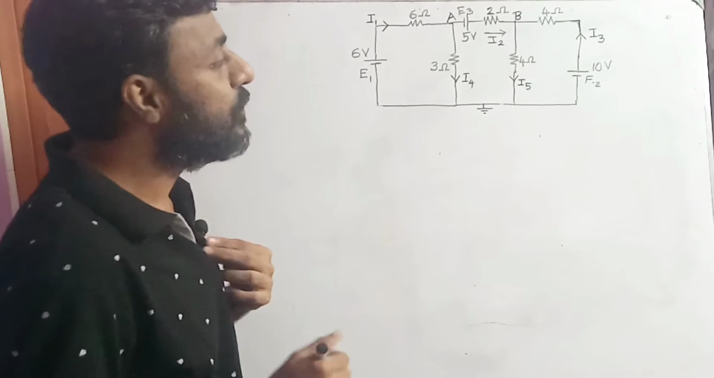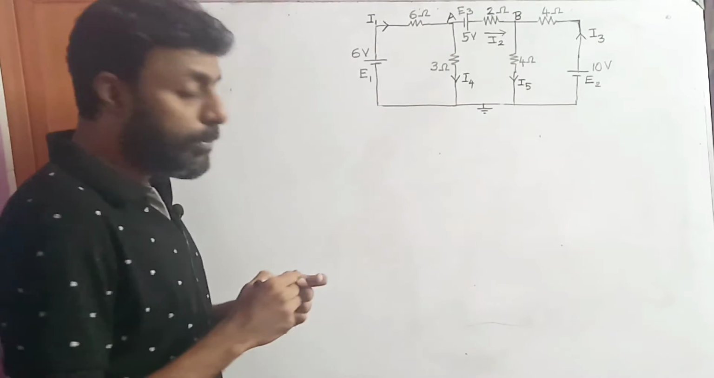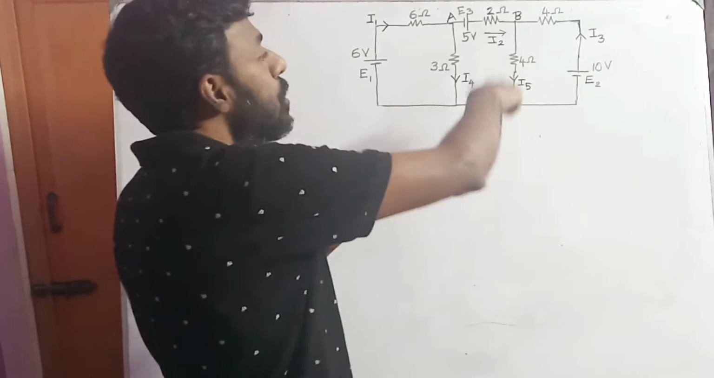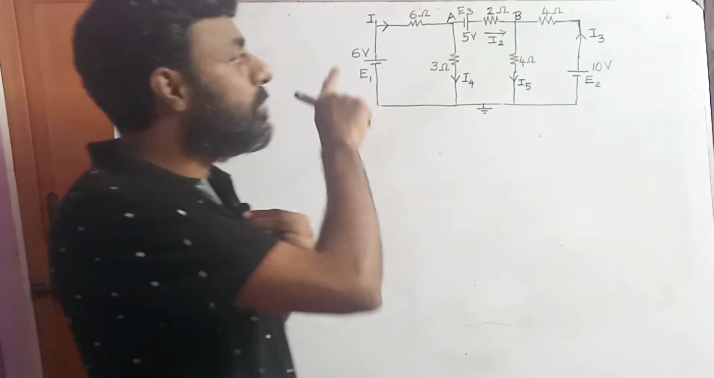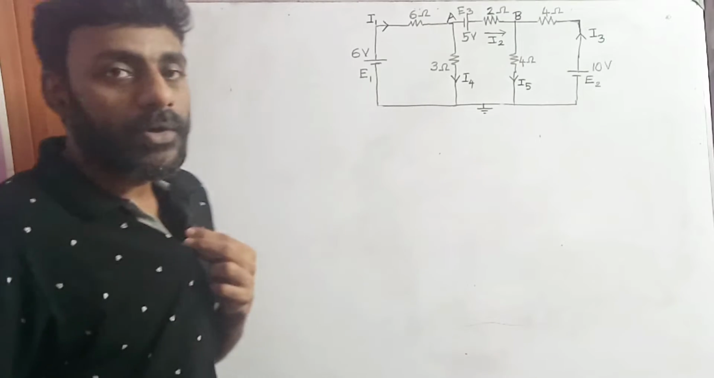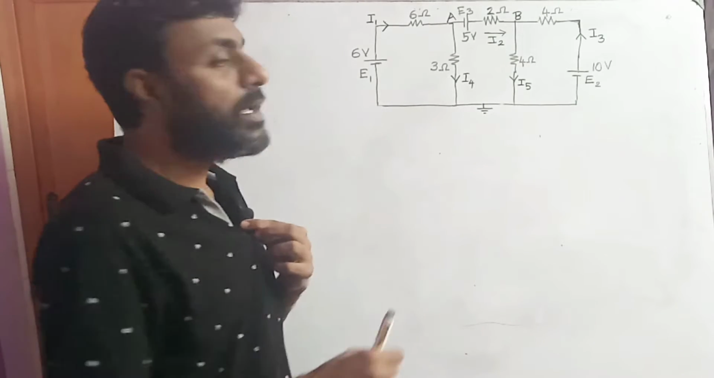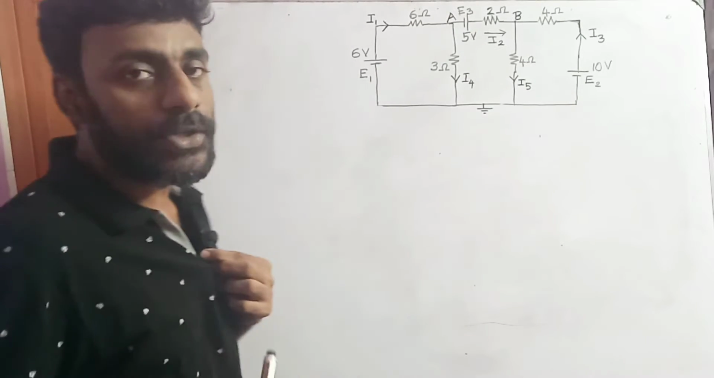You have five different branch currents that are looping in this circuit. So you need to find the value of the branch currents through the nodal analysis method. For the nodal analysis method, we need to use the current law, Kirchhoff's current law.